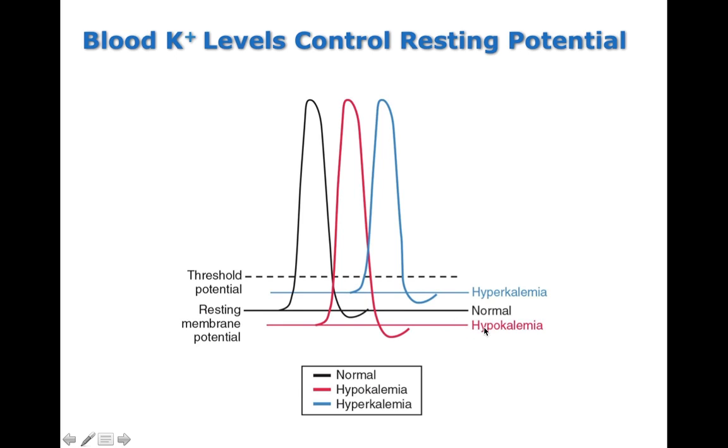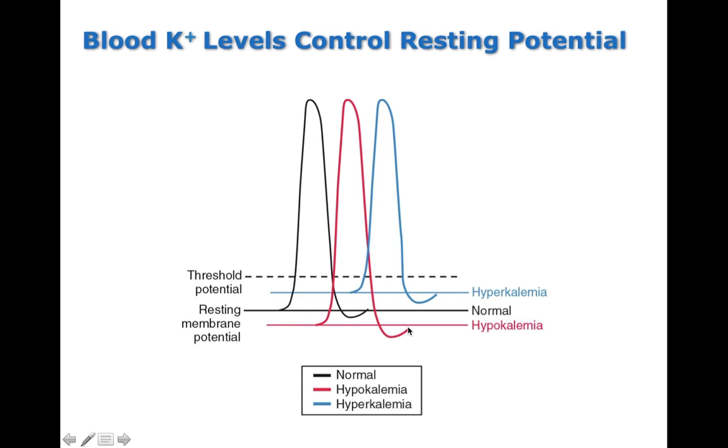Now the opposite is true of hypokalemia. If you have low blood potassium, your resting membrane potential becomes more negative, and this actually makes you farther from action potential threshold. So in the condition of hypokalemia, it's more difficult to get to action potential threshold. What you'd find in hypokalemia would be a decrease in neuromuscular excitability. That's opposite of hyperkalemia, where you saw an increase in excitability because you're closer to threshold.